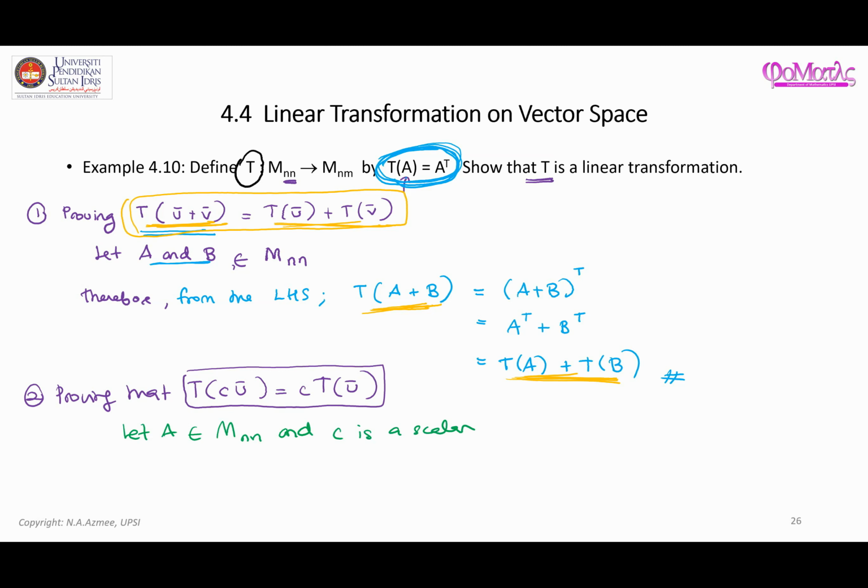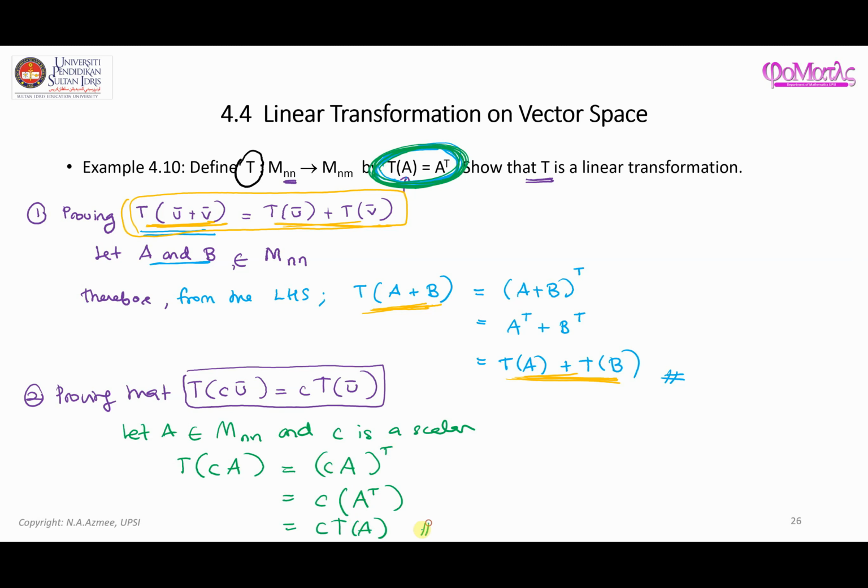Okay, so from the left hand side, we consider T of cA. So this is the left hand side. T of cA is equal to, based on the rule given here, (cA) transpose. And we know that the constant scalar can be taken out from the process here, so we will have c times A transpose. And what is A transpose? A transpose is just TA, so c times T of A.